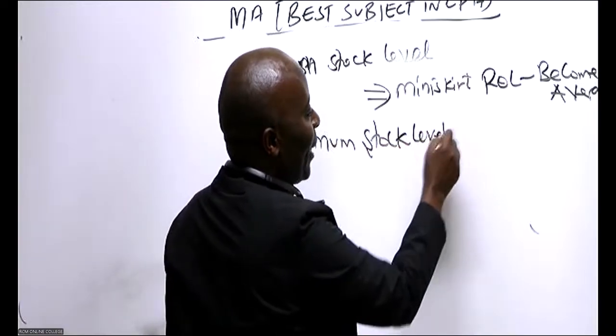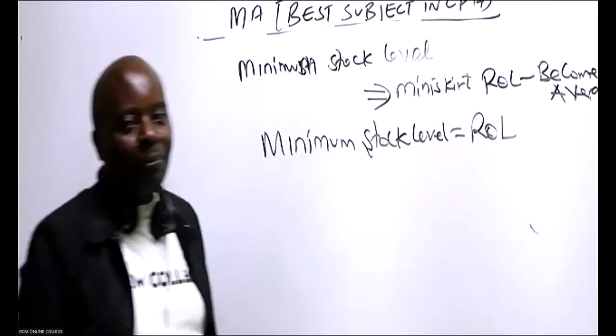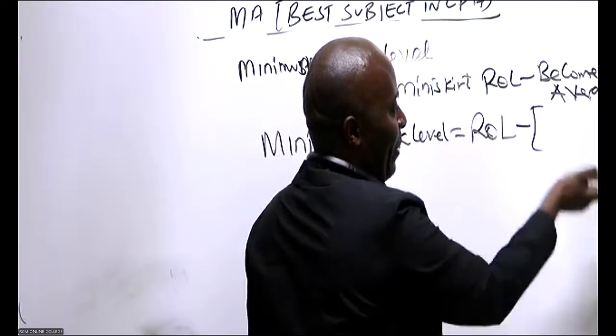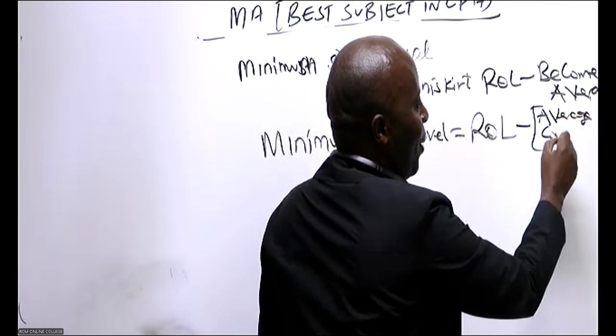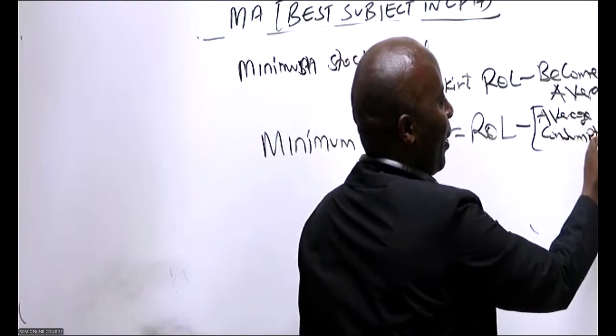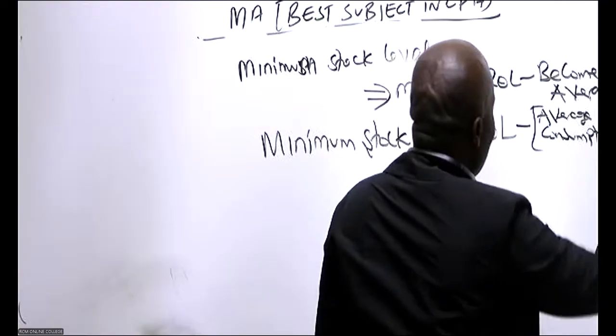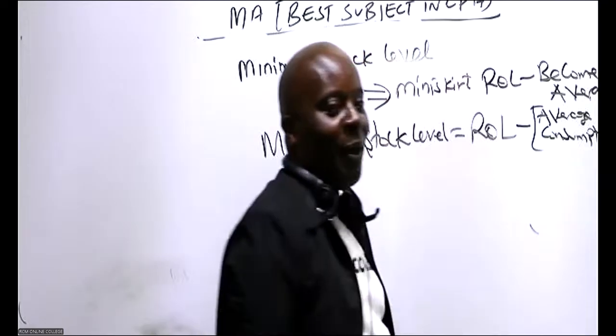So anytime we are talking about minimum stock level, ladies and gentlemen, we shall always take this roll. Roll stands for what in full? Reorder level. And then you say minus the average, because you have become average. So we talk of average consumption times what here, somebody? Average lead time or reorder period, isn't it?